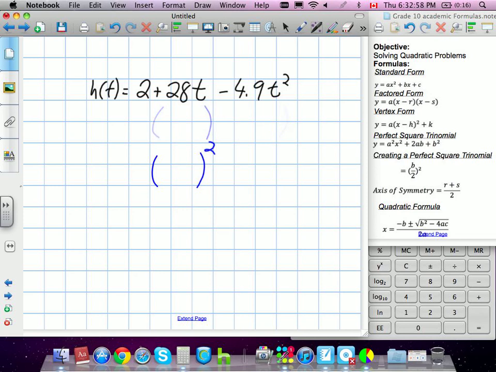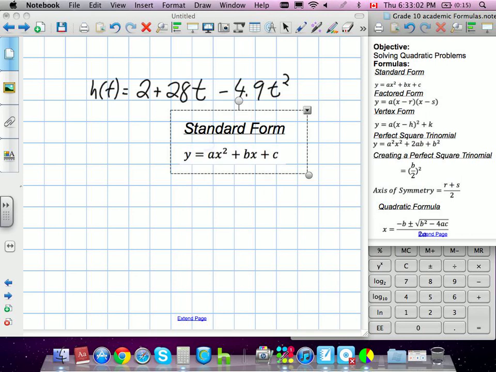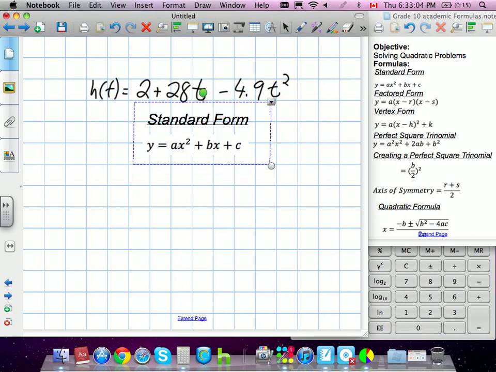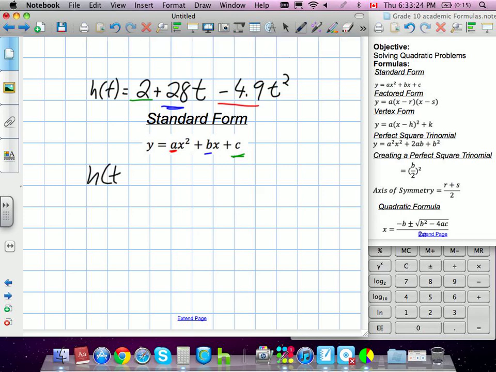So what we're going to do is rearrange it. Technically my a value is the coefficient in front of the variable that's squared, so my a value is actually 4.9. My b value is the value in front of just the x to the power of 1, which in this one would be 28. My c value is the constant, which is 2. So I'm going to rearrange that so it looks a little more like standard form. H at t is equal to negative 4.9t squared plus 28t plus 2.